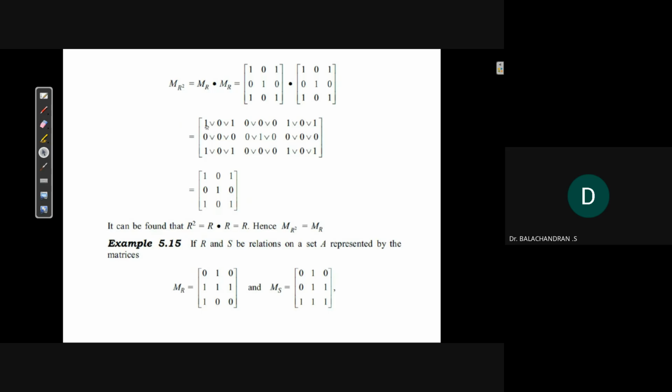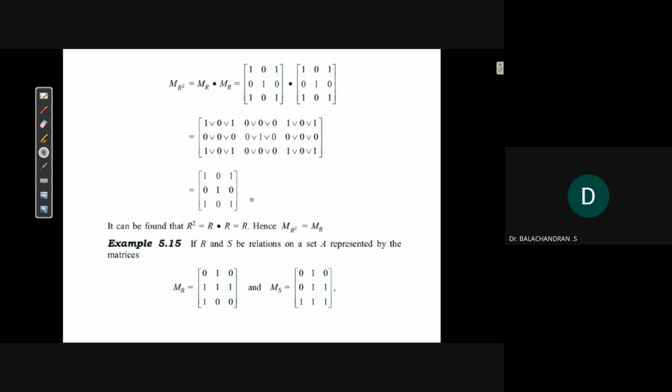Similarly, you should fill up the remaining elements. If at least one 1 is there, the result is 1, because here you have OR. So 1, 0, 1, 0, 1, 0, 1. Now you can see this is again MR. So MR square is the same as MR, and hence R square equals R composition R, which is the same as R.